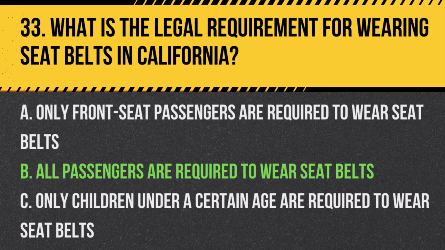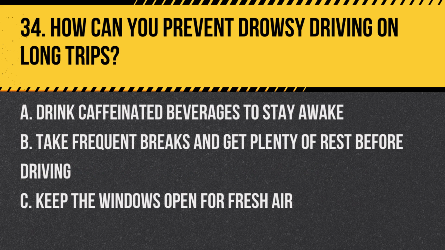Question 34. How can you prevent drowsy driving on long trips? A. Drink caffeinated beverages to stay awake. B. Take frequent breaks and get plenty of rest before driving. C. Keep the windows open for fresh air. Answer: B. Take frequent breaks and get plenty of rest before driving. To prevent drowsy driving on long trips, you should take frequent breaks, get plenty of rest before driving, and avoid driving during times when you would normally be sleeping.